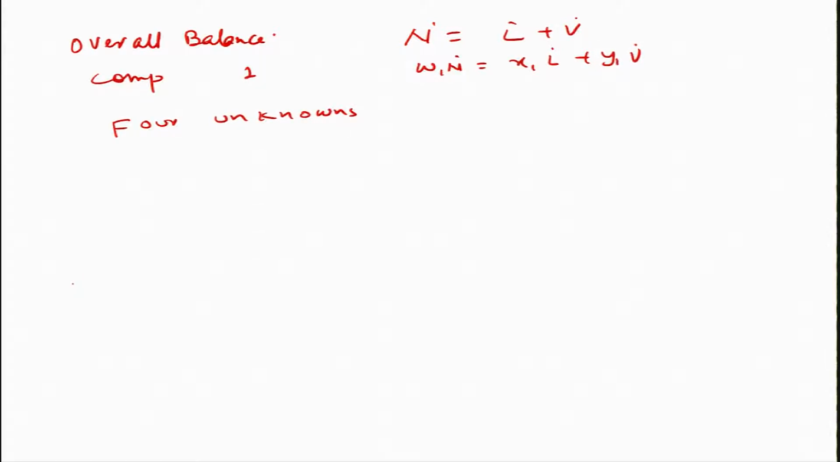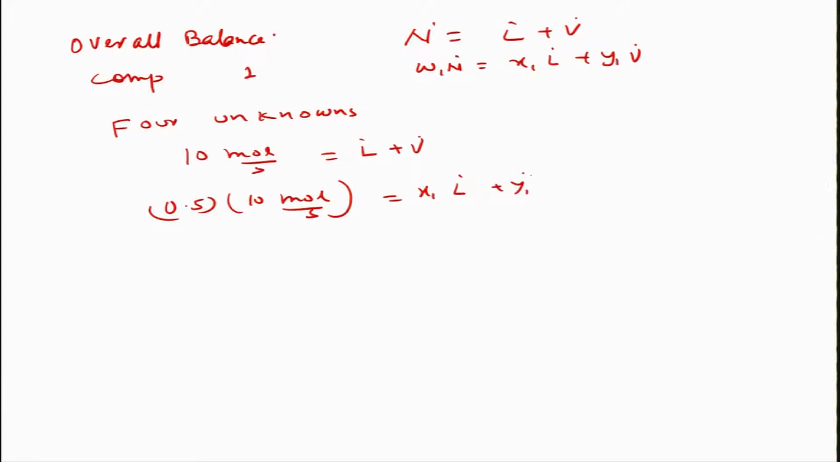Okay, right. So, if we have 4 unknowns, then we must also write 4 equations, right. So, let us write them down. One is of course 10 moles per second is equal to L dot plus V dot, then you have 0.5 times 10 moles per second equal to x1 L dot plus y1 V dot.